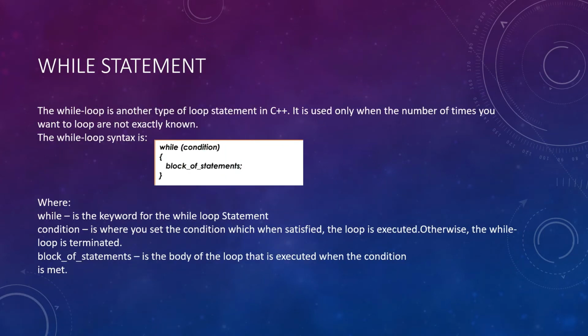While statement. The while loop is another type of loop statement in C++. It is used only when the number of times you want to loop is not exactly known. In the while loop syntax, while is the keyword for the while loop statement. Condition is where you set the condition which, when satisfied, the loop is executed. Otherwise, the while loop is terminated. Block of statements is the body of the loop that is executed when the condition is met.